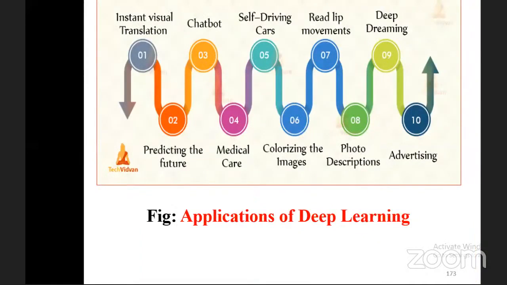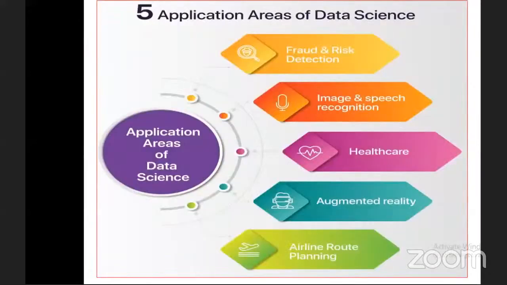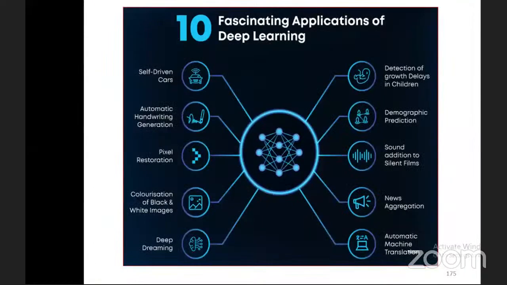And what are the major applications of Python? Deep learning, especially instant visual translation, predicting the future, chatbots, medical, self-driving cars, reading lip movements, photo description, colorizing images, medical care, predicting the future, advertising. So many applications are there. 5 application areas are presented: fraud and risk detection, image and speech recognition, healthcare analytics, augmented reality, airline route planning. These are the top 10 fascinating applications of deep learning.